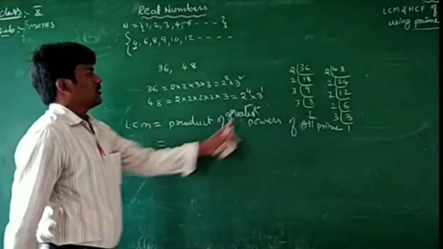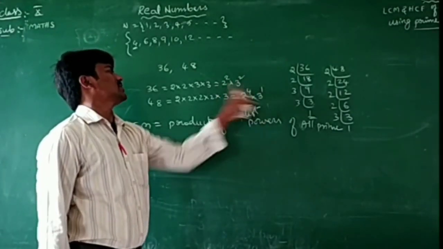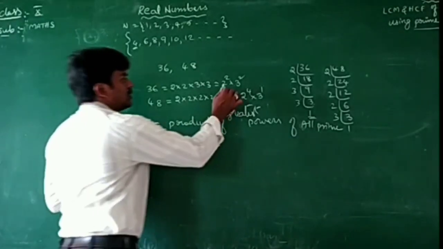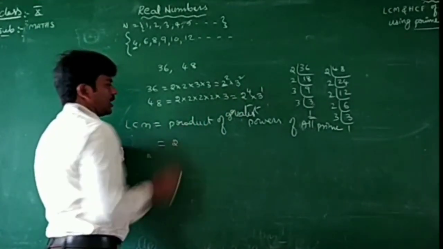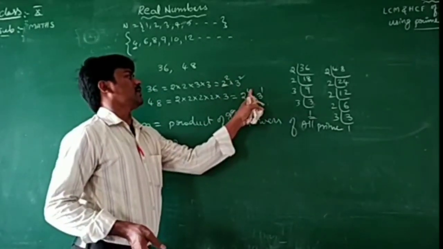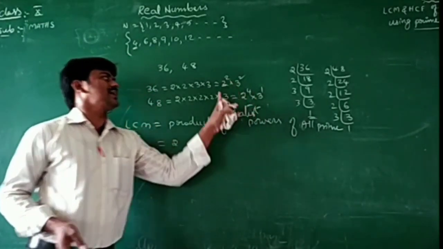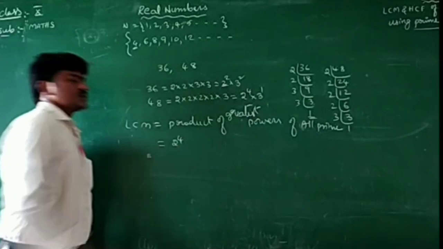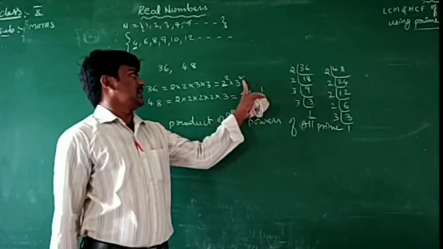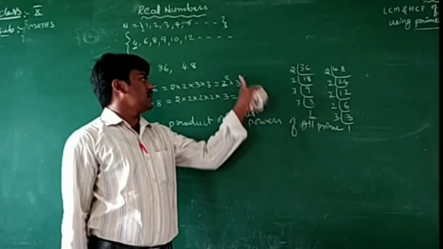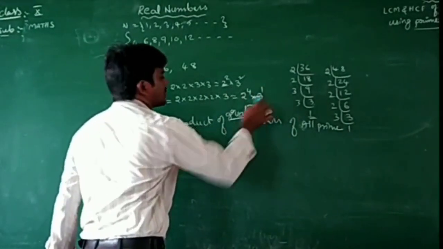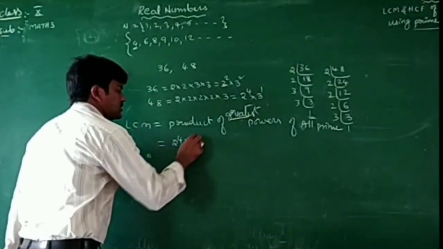So observe that. What are the different primes here? 2 and 3. For the first one, 2, you should write the greatest power. Here the powers are 2 square and 2 power 4. In that, what is the greatest one? 2 power 4 is greater, so you should take 2 power 4. Next, 3 square and 3 power 1. We should use only the greatest power. 3 square is greater.